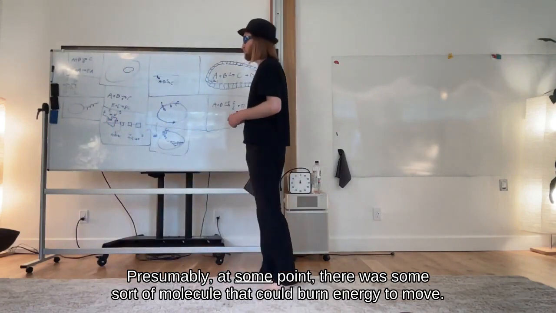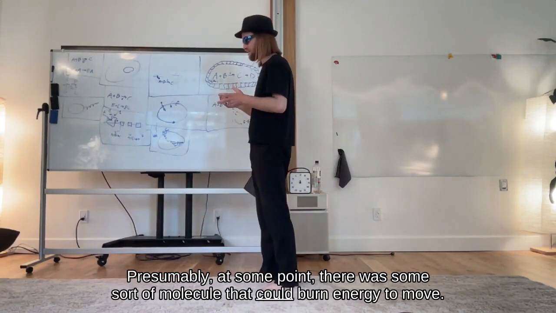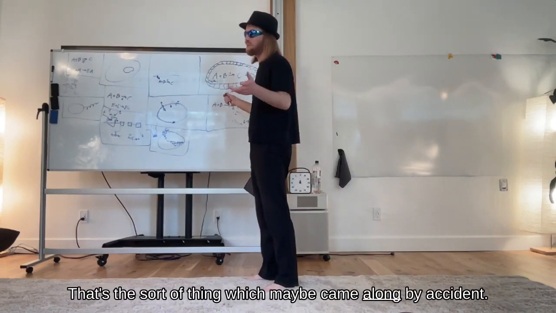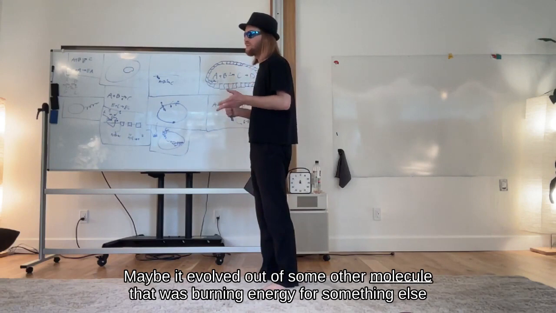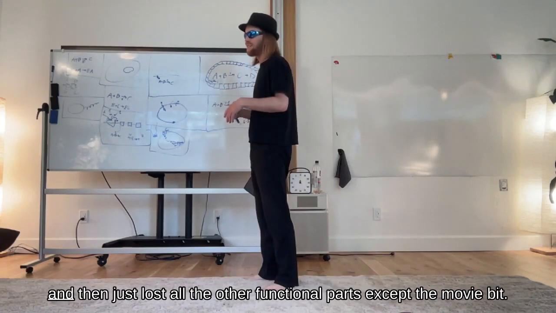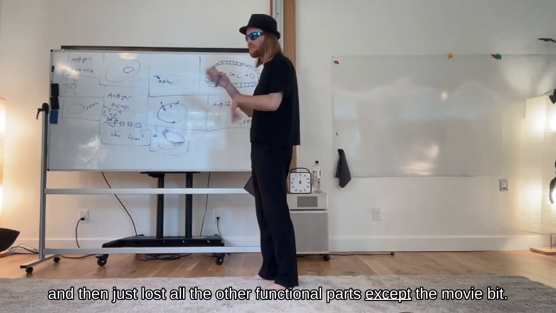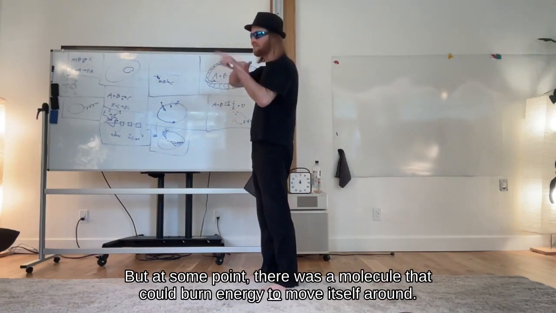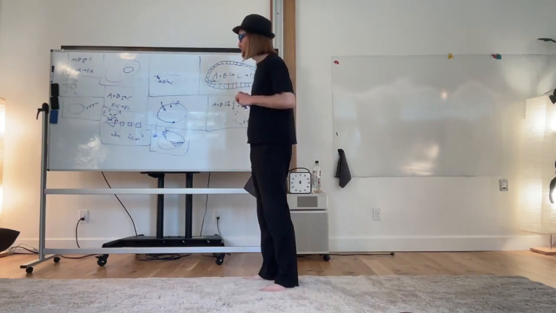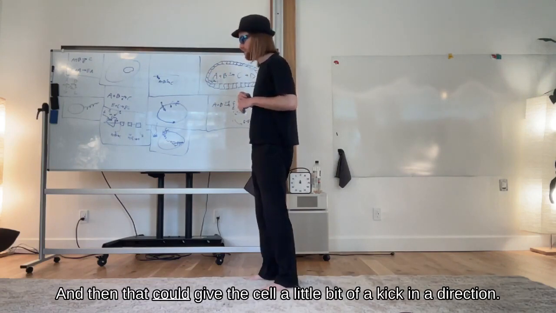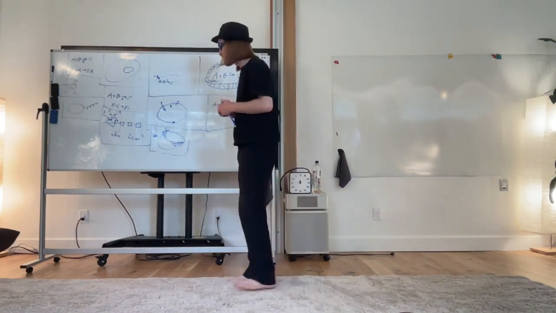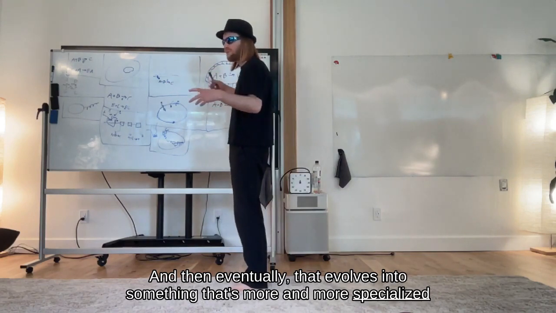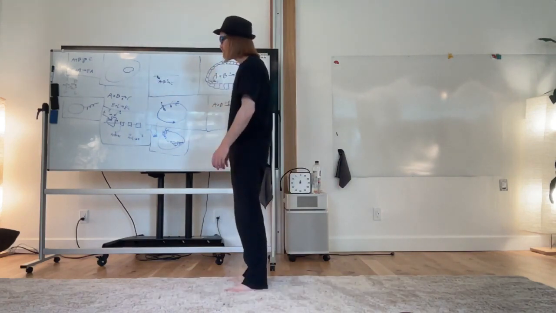Presumably, at some point, there was some sort of molecule that could burn energy to move. That's the sort of thing which maybe came along by accident. Maybe it evolved out of some other molecule that was burning energy for something else, and then just lost all the other functional parts except the movement bit. But at some point, there was a molecule that could burn energy to move itself around, and that could give the cell a little bit of a kick in a direction, and then eventually that evolves into something that's more and more specialized in moving the cell.